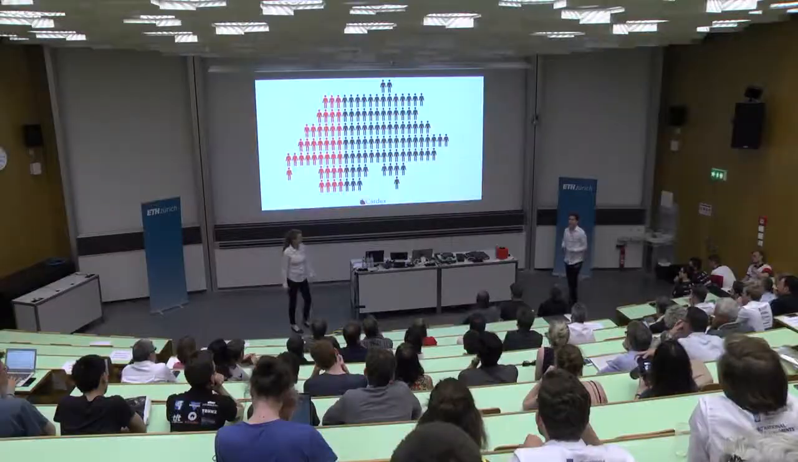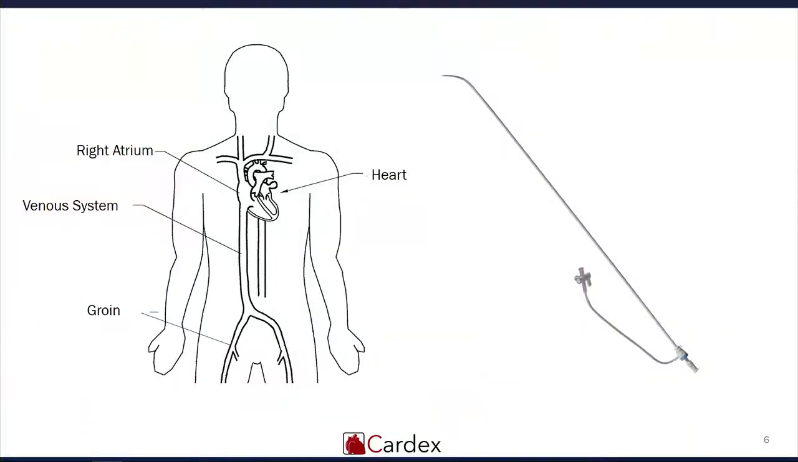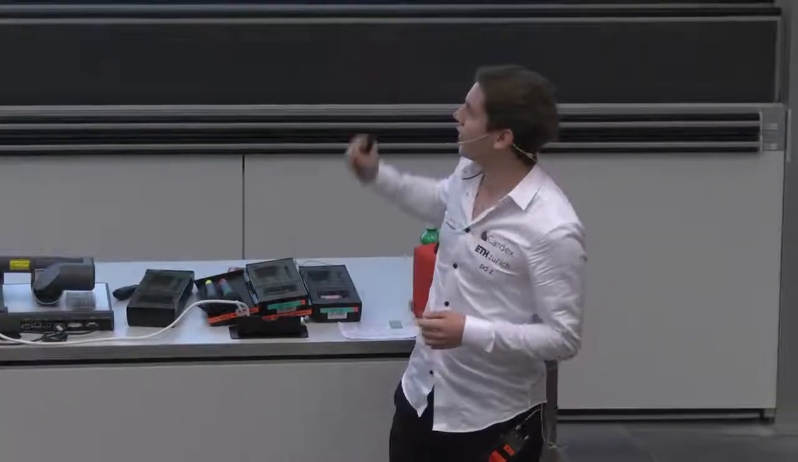Now, to better understand the term catheter-based operations, let's have a look at the simplified picture of the human body. Our goal is to reach the heart. To achieve this, a catheter, as seen on the right here, is inserted at the groin or the leg and pushed up the venous system. Through this catheter, a variety of instruments can then be brought up to the heart to perform all sorts of tasks.